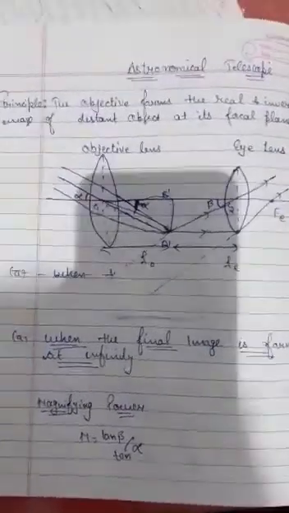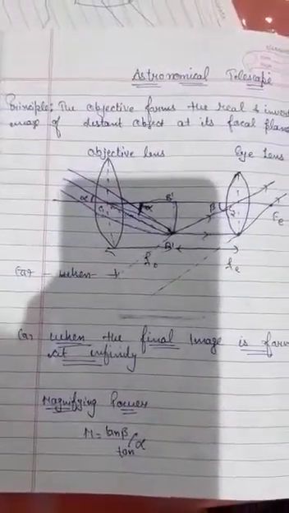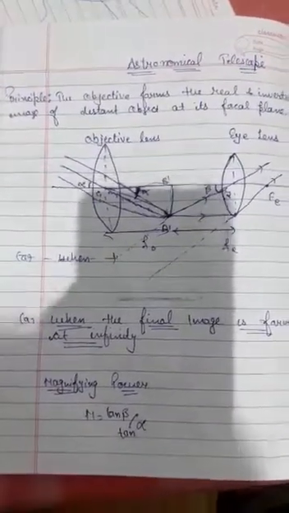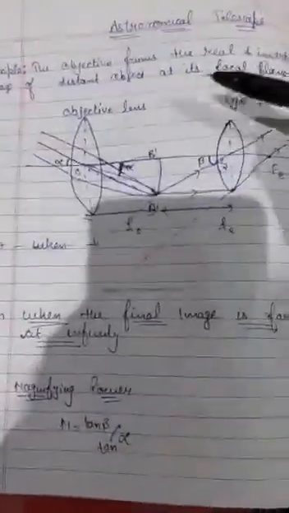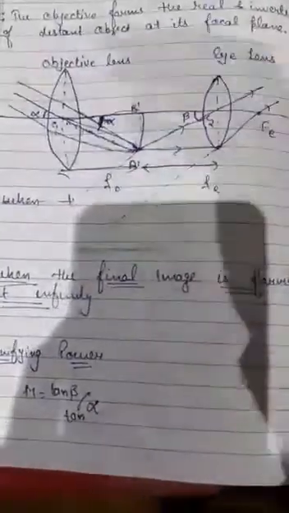And next we have the diagram. This is very important from the exam point of view also, and the diagram is very easy to make. Just see this clearly. We have two lenses: this is the objective lens and the eye lens. About these lenses we have already discussed in the previous videos also.